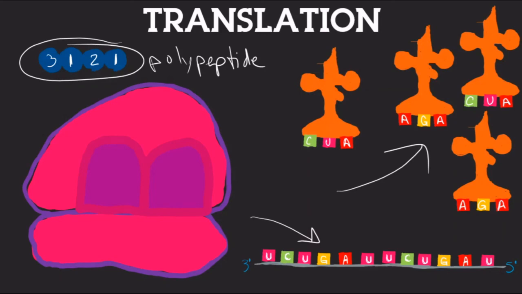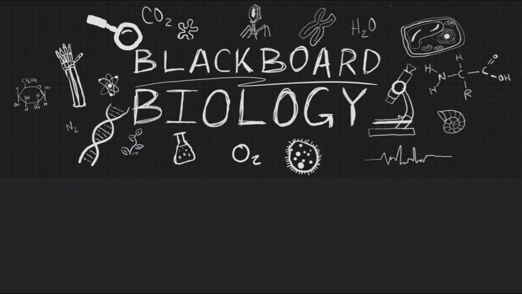And so I hope that this video has been helpful to you in understanding translation, that we're going to begin with mRNA. It's read by ribosomes. It has codons. The tRNA has anticodons that must be complementary and match, and we're going to make a polypeptide chain.